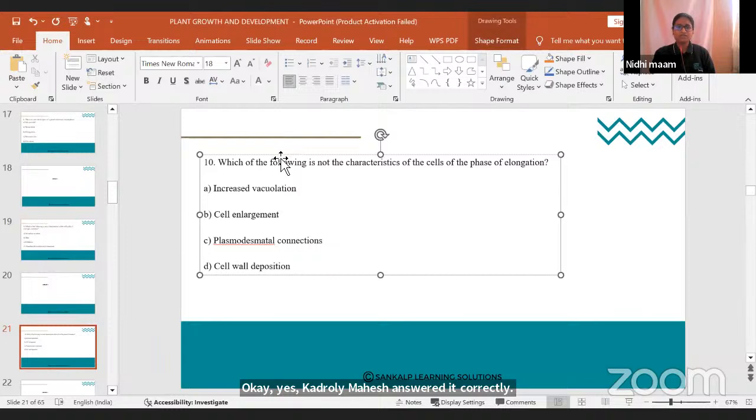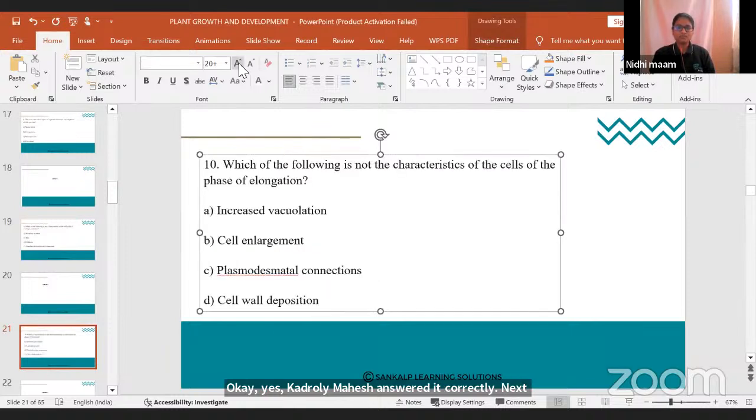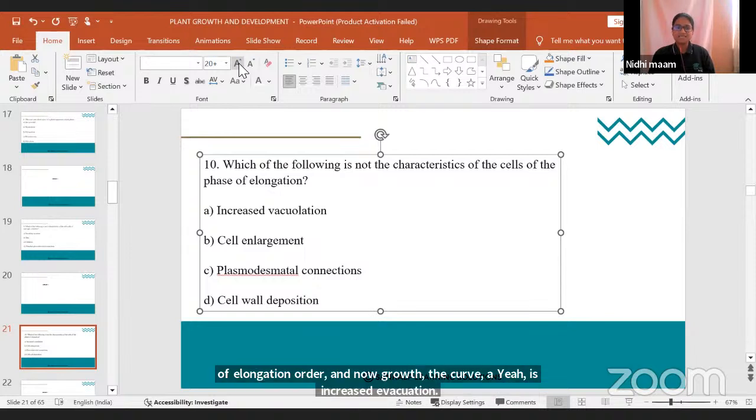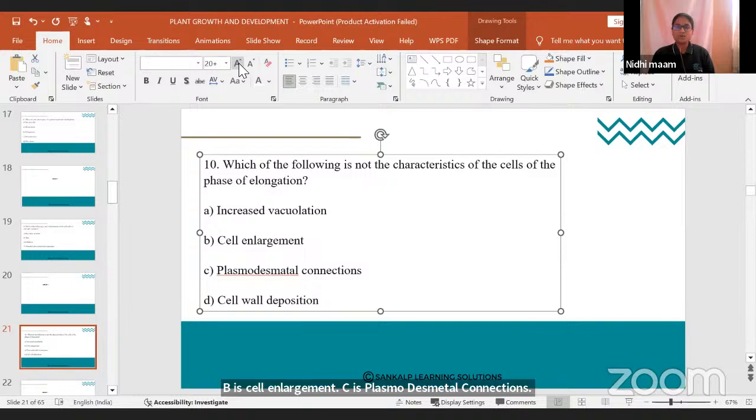Next question. Which of the following is not the characteristic of the cell in the phase of elongation? We have seen the phase of elongation in the growth curve. They are asking which characteristic is not present in the phase of elongation. A is increased vacuolation. B is cell enlargement. C is plasmodesmatal connections. D is cell wall deposition.